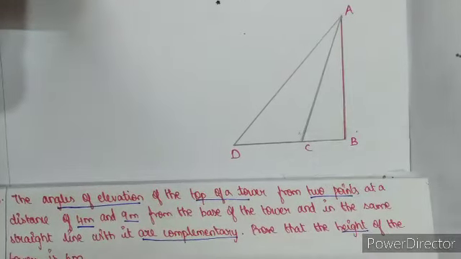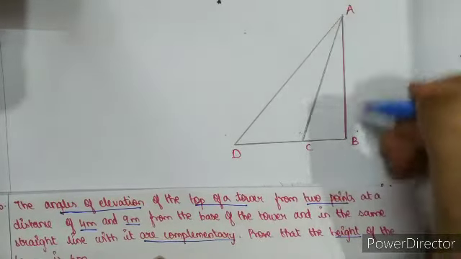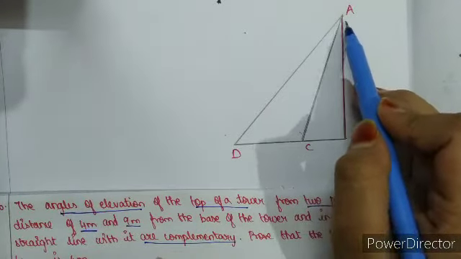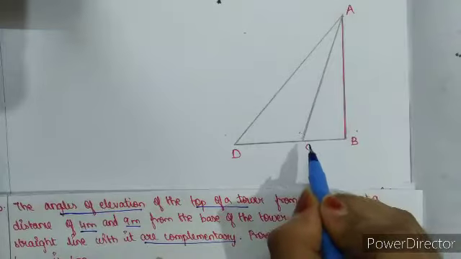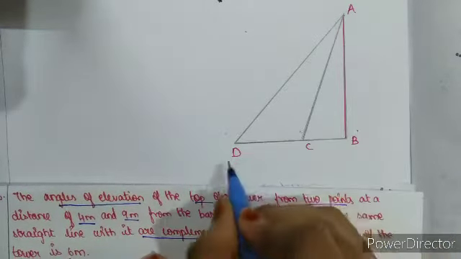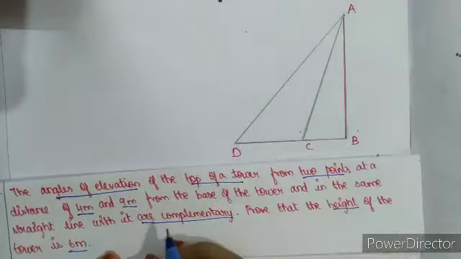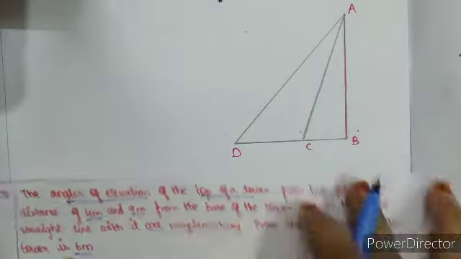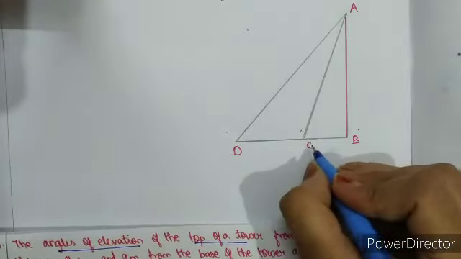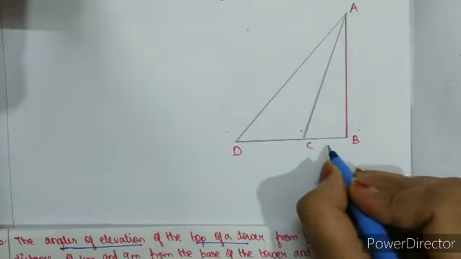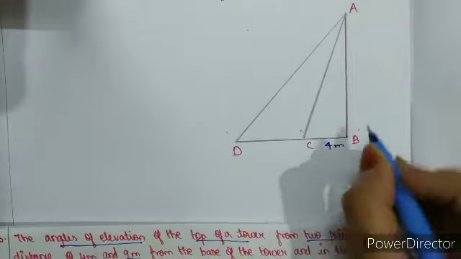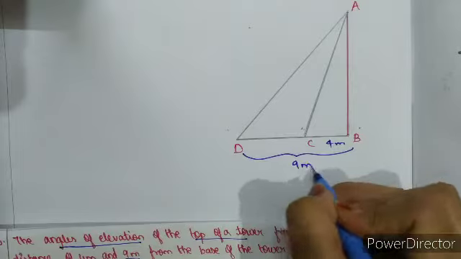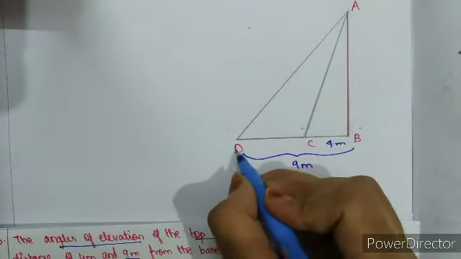So see here, the given is, let this AB be the tower. We are viewing the top of a tower from 2 points. See here, let the points be C and D. They are given that the 2 points are at a distance 4 meter and 9 meter from the base of the tower. So, let this C point be at a distance of 4 meter and the other point is at a distance of 9 meter from the base of the tower. So, let that point be D.